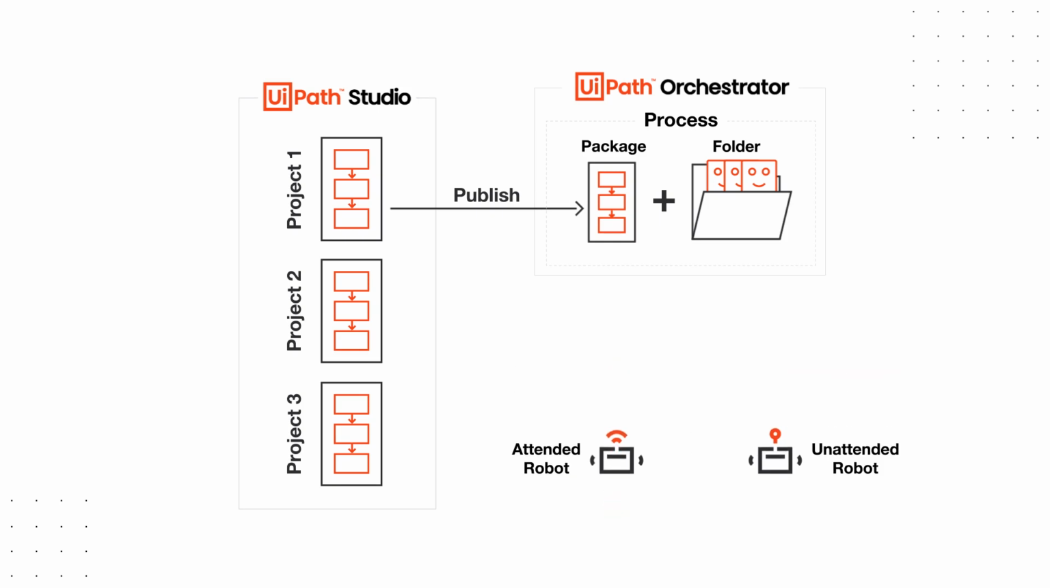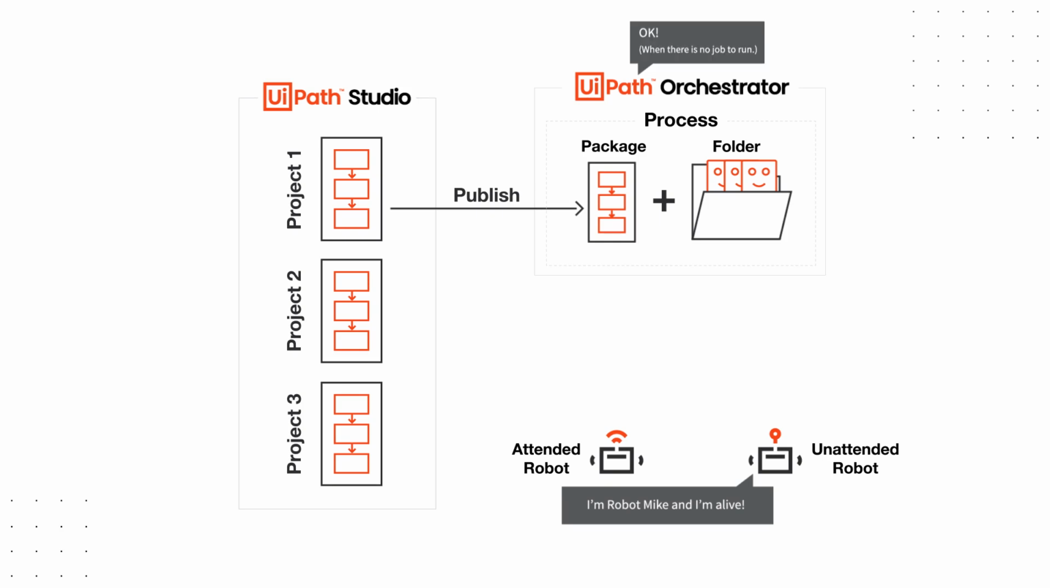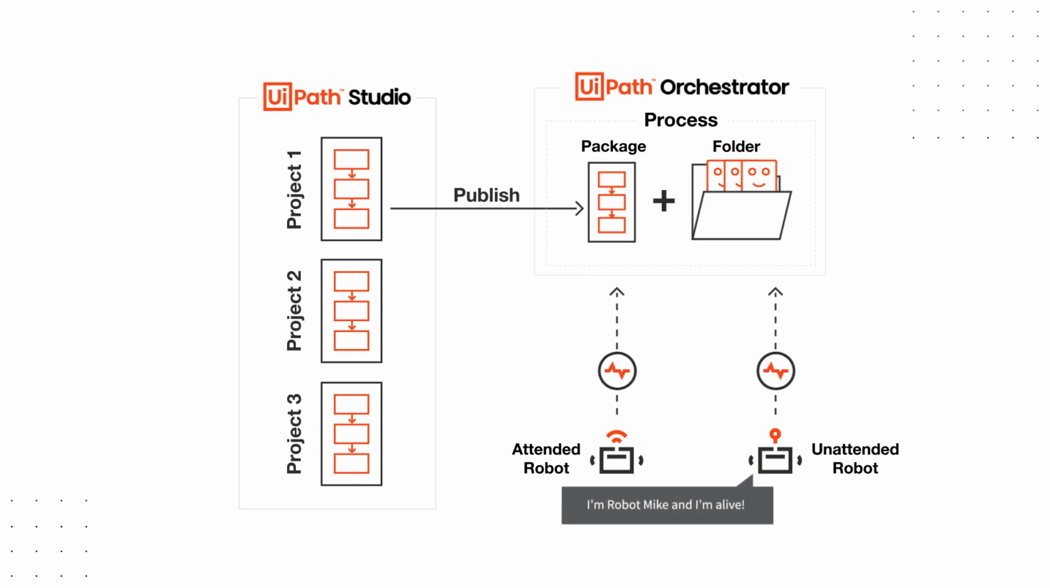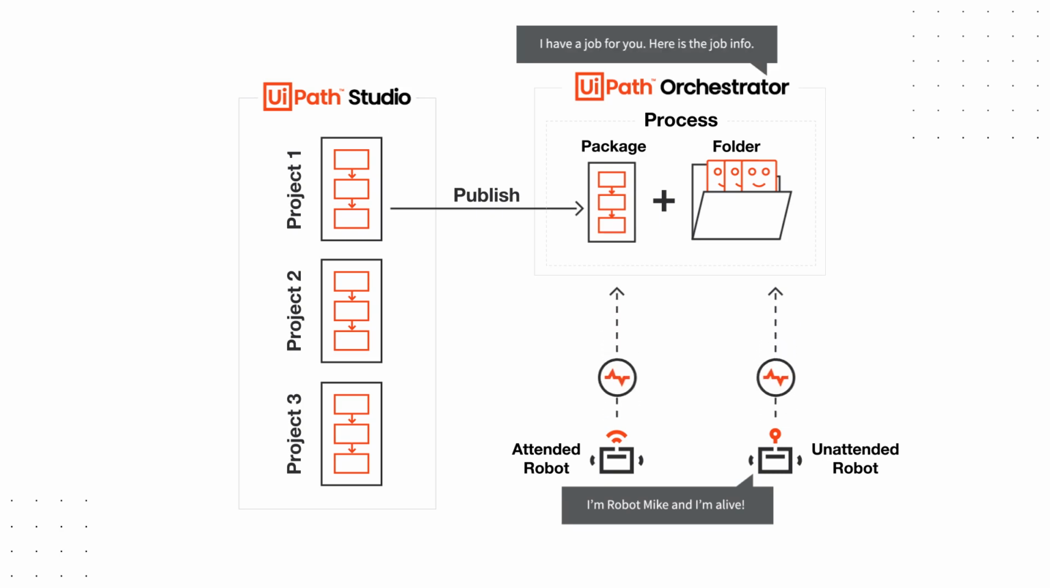Be it attended or unattended, communication between robots and the orchestrator is always triggered by the robot. This is done by the robot service component of the robot through a heartbeat mechanism. Every 30 seconds, the robot service sends a heartbeat to the orchestrator and waits for the orchestrator to respond. When there is a job to be done, the orchestrator responds to the heartbeat by passing the job info to the robot.